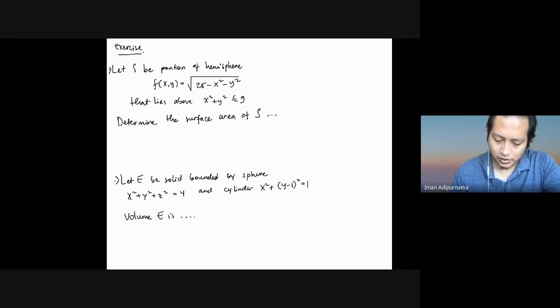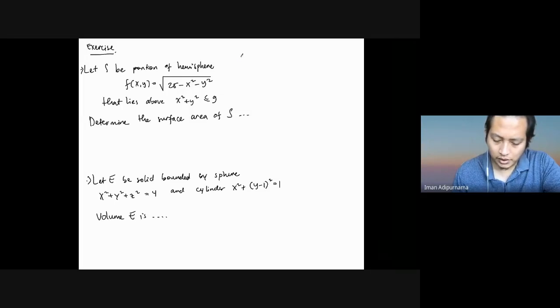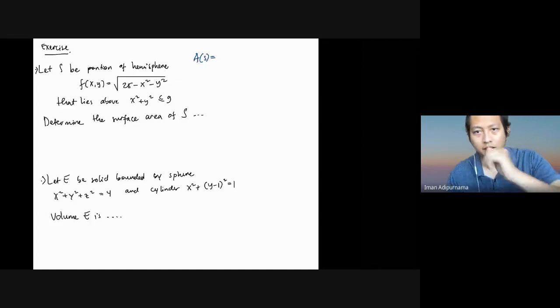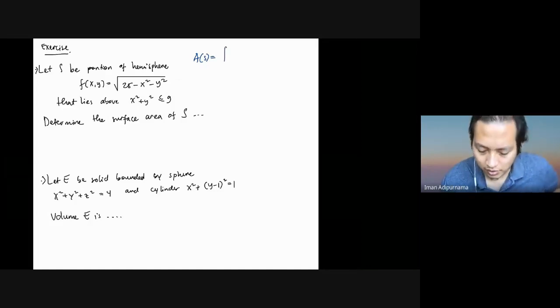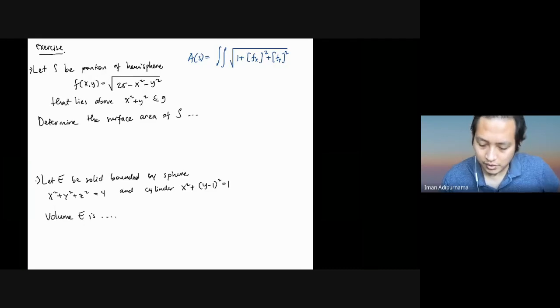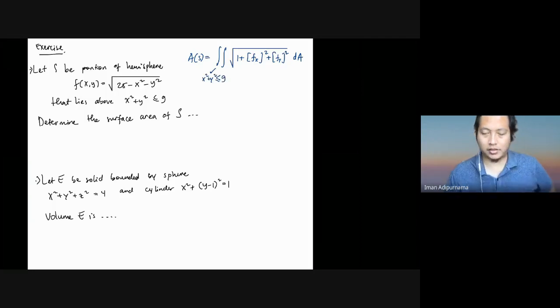Okay. This is asking about the area, right? If you remember, the surface area will be its double integral, with a square root of 1 plus, this is partial x, plus partial y, from the functions. And let's say this is dA, and this dA is based on this circle here.